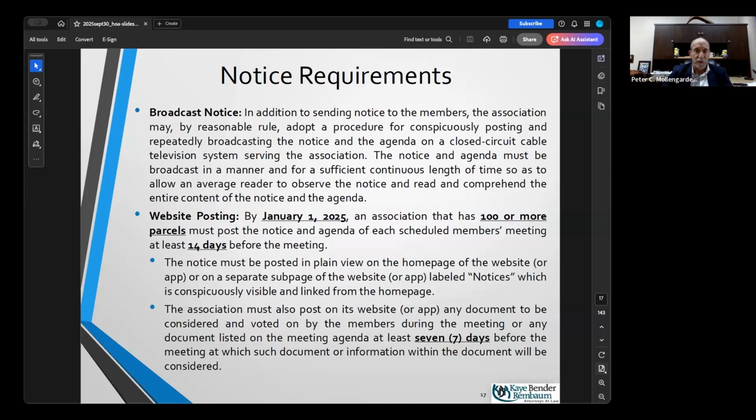The association must also post on its website or app any document to be considered and voted on by the members during the meeting, or any document listed on the meeting agenda at least 7 days before the meeting at which such document or information within a document will be considered. So if you're going to consider, let's say, an amendment to your documents, either at your annual meeting or at a special members meeting, and you're also required to have a website because you're 100 or more parcels, then that document, in this case, the amendment or the amendments, must be posted on the website or the app at least 7 days before the meeting, in addition to sending them out.